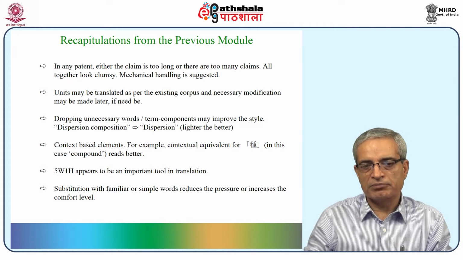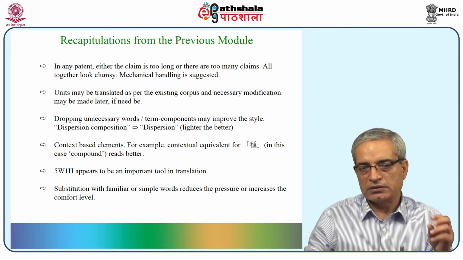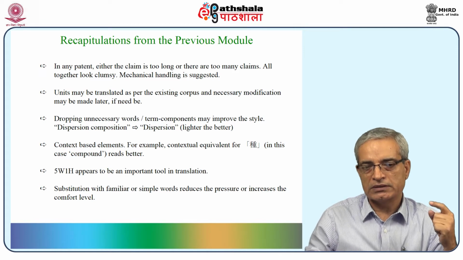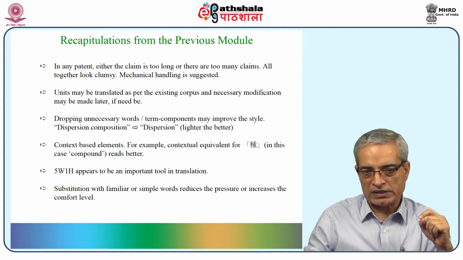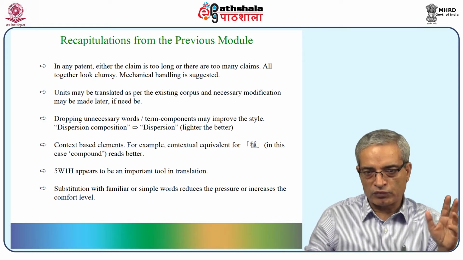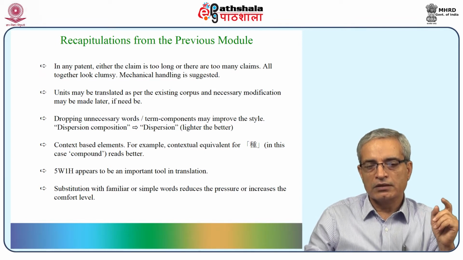Context-based elements, for example, contextual equivalent for shoe. The meaning is variety or type or category, but when it says issue, it is definitely referring back to something which has been talked about in the context. In this particular case, it was referring to compound, so it was translated as compound. If you don't understand, then put one or something type or category which gives the flow.